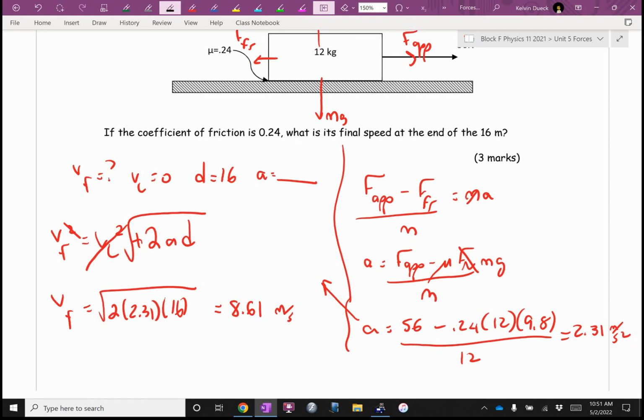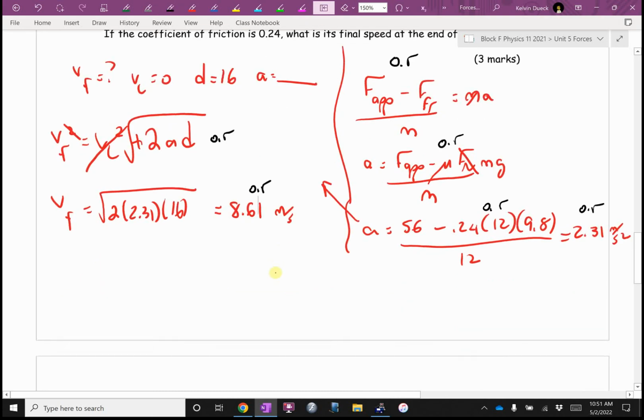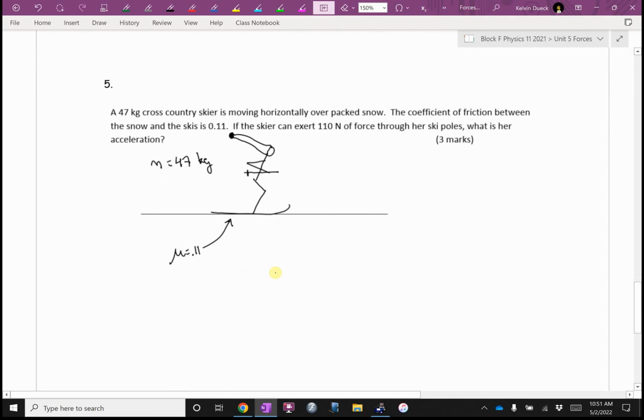Otherwise, I would probably do something like this. Half mark if I saw that, half mark for that, half mark for the numbers, half mark for finding A, half mark if I saw that, half mark for the answer. Probably. Then I would turn the page over.